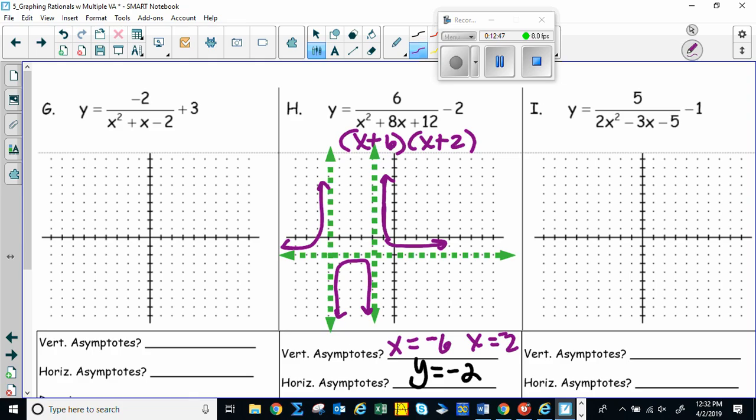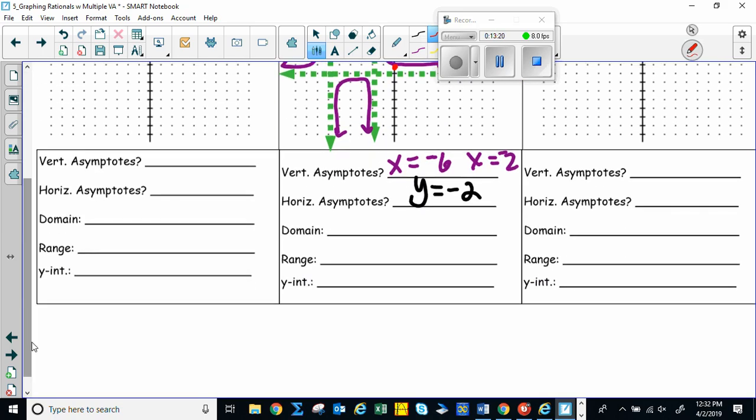If I want to find my y-intercept, which I think I'm asked to do, I'm going to put a 0 here and a 0 here. So I end up with 6 over 12, which is 1/2. So what's 1/2 minus 2? -1.5. Does it look like when x is 0, y is at -1.5? Yeah. So I should feel pretty good about my drawing. So 0, -1.5.